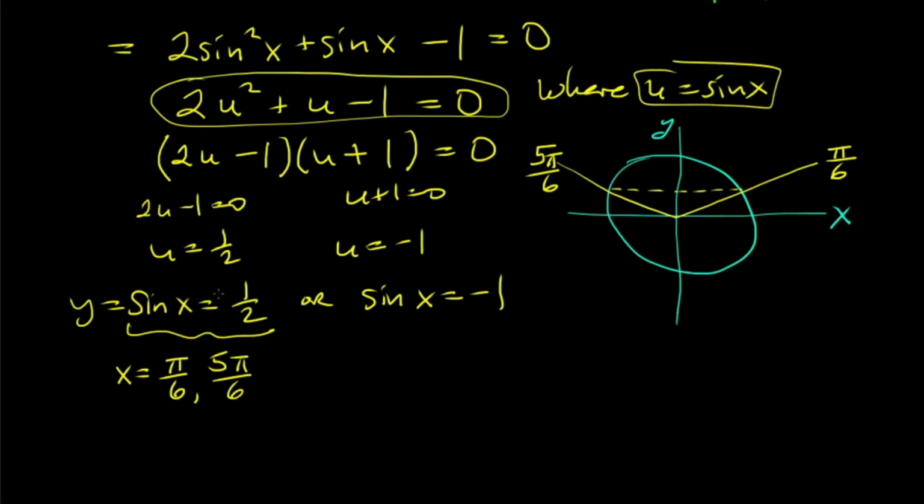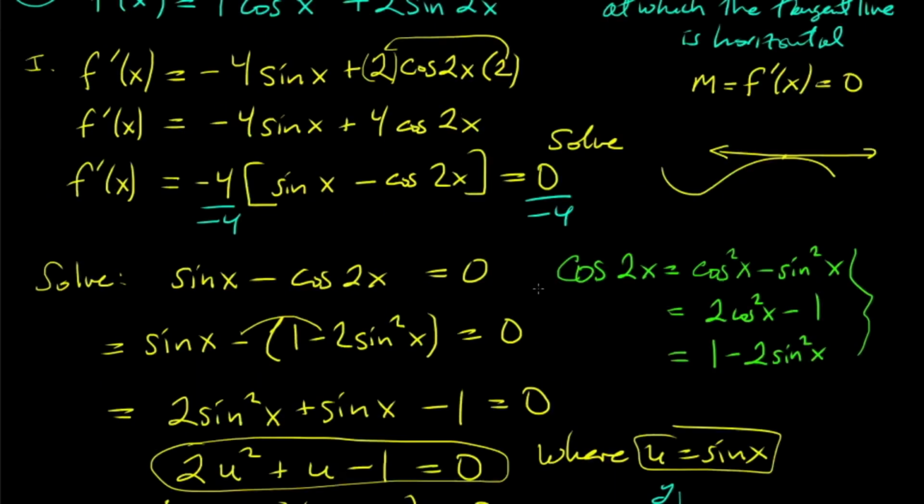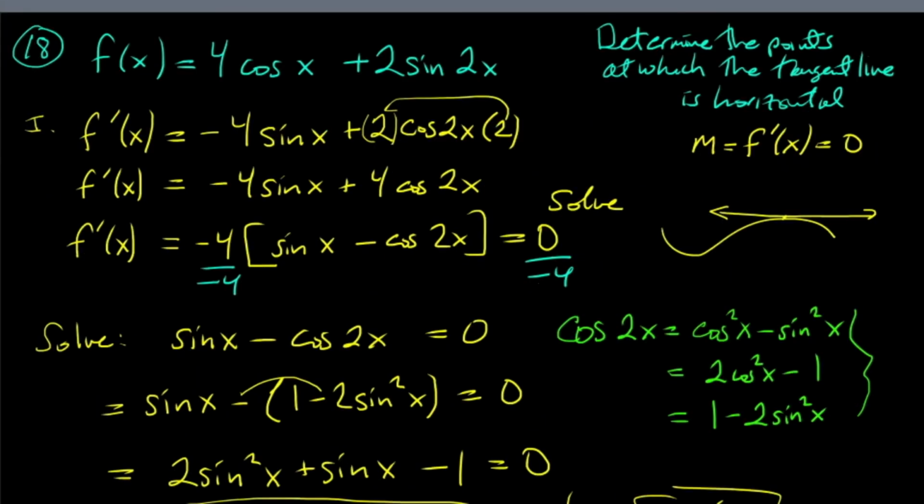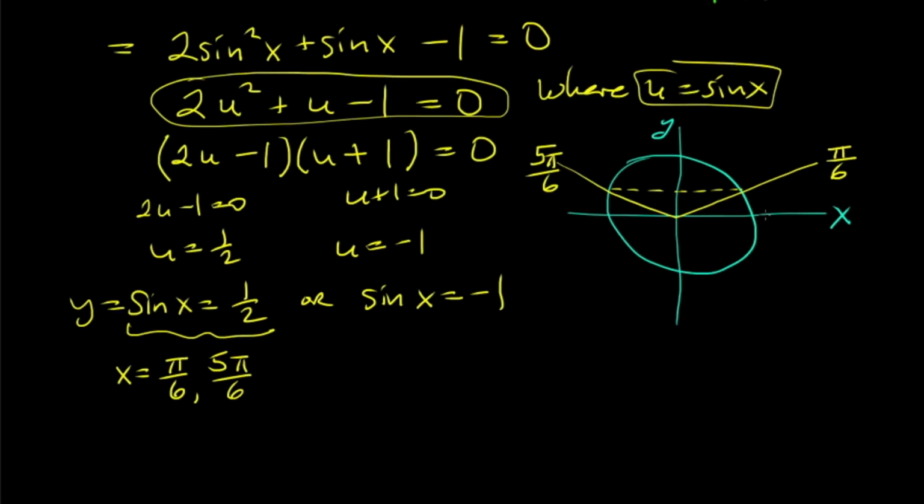Well, not quite, right? So this equation has infinitely many solutions, but I think I forgot to add one important thing. Determine the points on the interval from 0 to 2 pi. So from 0 to 2 pi, in other words, just going once around the circle, there's only two solutions, right?